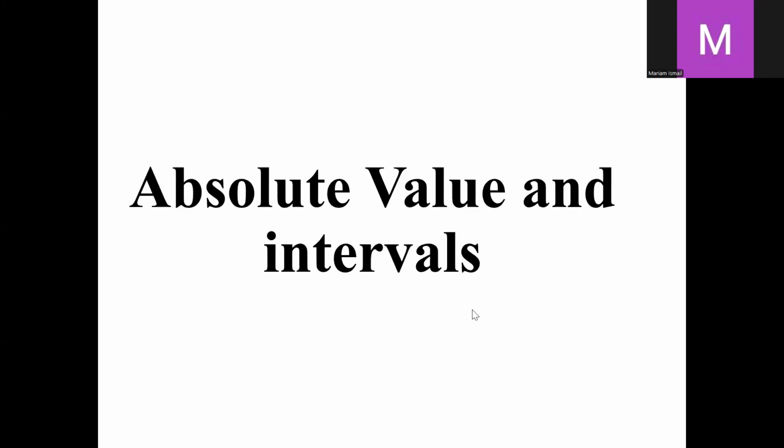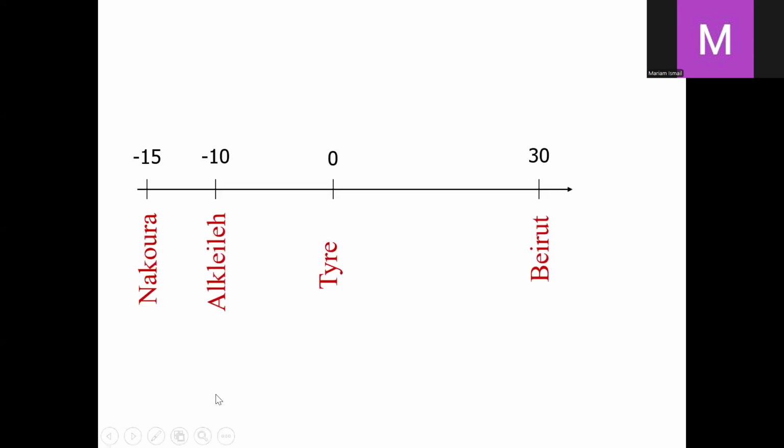Hello, my students. In this video, we are going to start a new lesson, absolute value and intervals. Let's start with a small activity. Here we have the number line. Some cities or countries are located on the number line, as you can see, with their abscissas. I want to find the distance between two countries or two cities. For example, let's find the distance between Tyre and Layli.